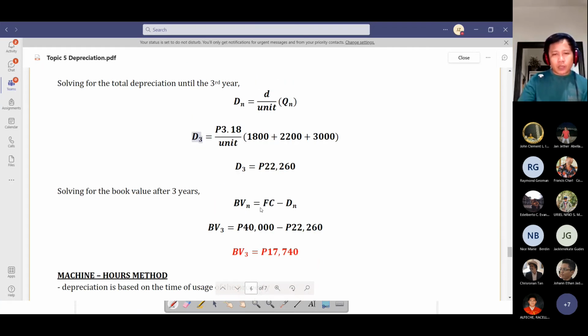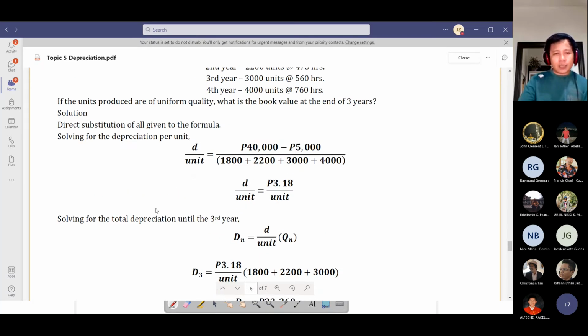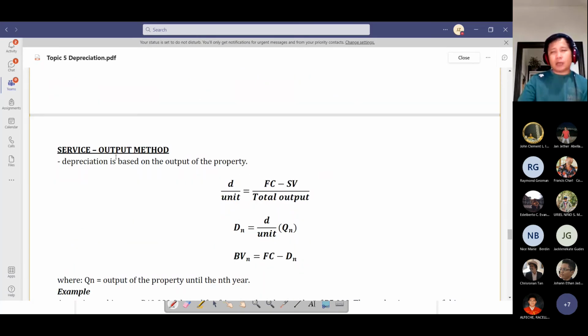Then solving for the book value using the general formula, the book value after 3 years is 17,740 pesos. This is the remaining book value. This is using the service output method.